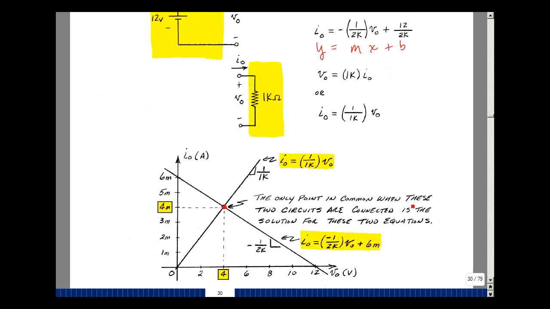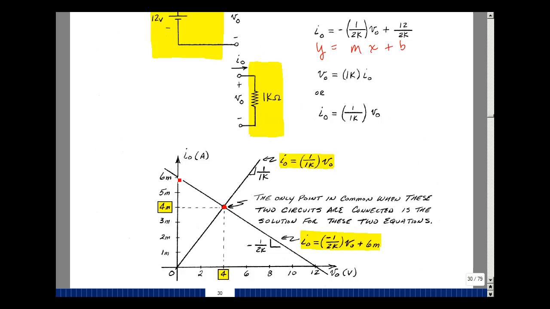Now let's graph those. This equation is simply a line that passes through the origin with a slope of 1 over 1K. When I have 2 milliamps, I have 2 volts. When I have 3 milliamps, I have 3 volts, and so on. This other equation is the equation of a straight line, as we mentioned. Let's plot this equation by using its intercepts. So if V0 is equal to 0, I0 is equal to 12 divided by 2K, and that's 6 milliamps. That's this point right here.